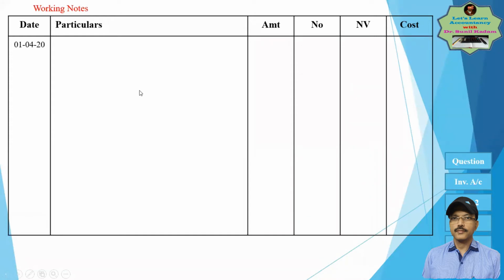So on the 1st April balance, how much is it? It is 600 into 100, which is 60,000 nominal value, and the cost is given as 70,000. And then we have to calculate interest. So interest equals 60,000, which is the nominal value, at 12% rate as given in the question, and 3 months. Why for 3 months? Let's work that out.